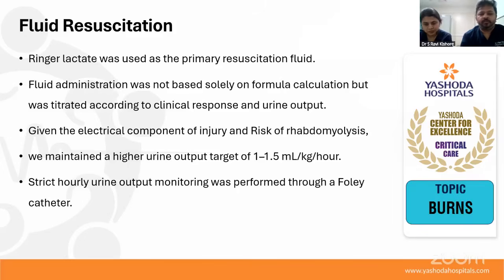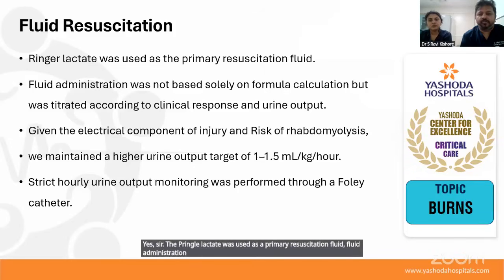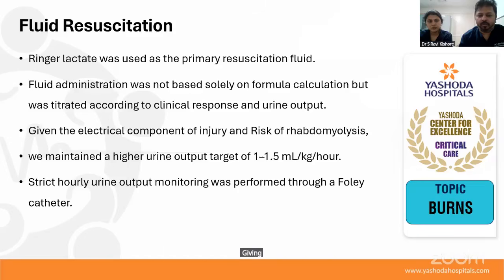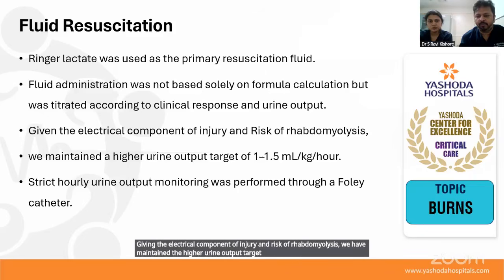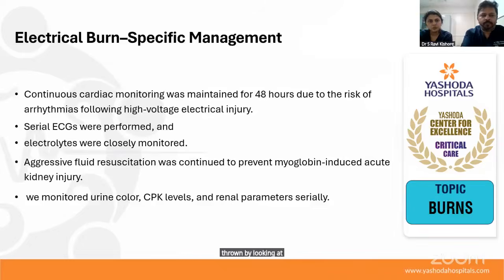Ringer's lactate was used as the primary resuscitation fluid. Fluid administration was not based on the formula calculation, but we titrated according to the clinical response and urine output. Given the electrical component of injury and risk of rhabdomyolysis, we maintained a higher urine output target of 1 to 1.5 ml per kg per hour. Strict hourly urine output monitoring was performed through a Foley's catheter.